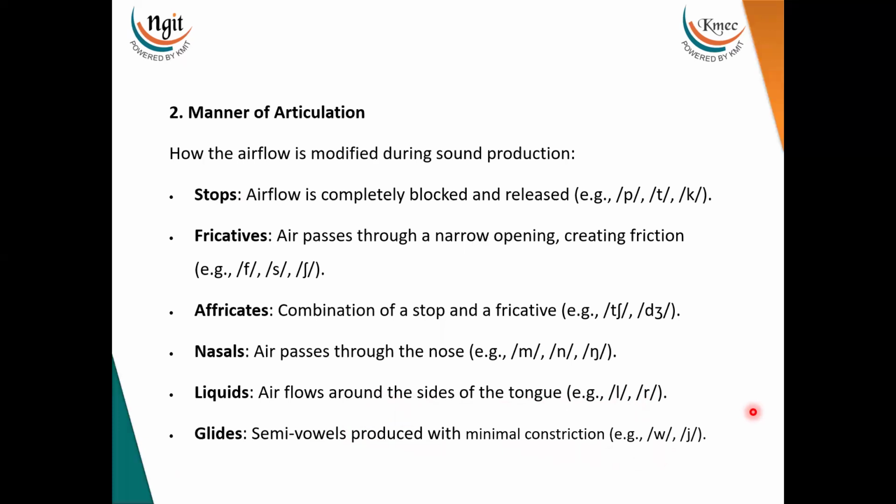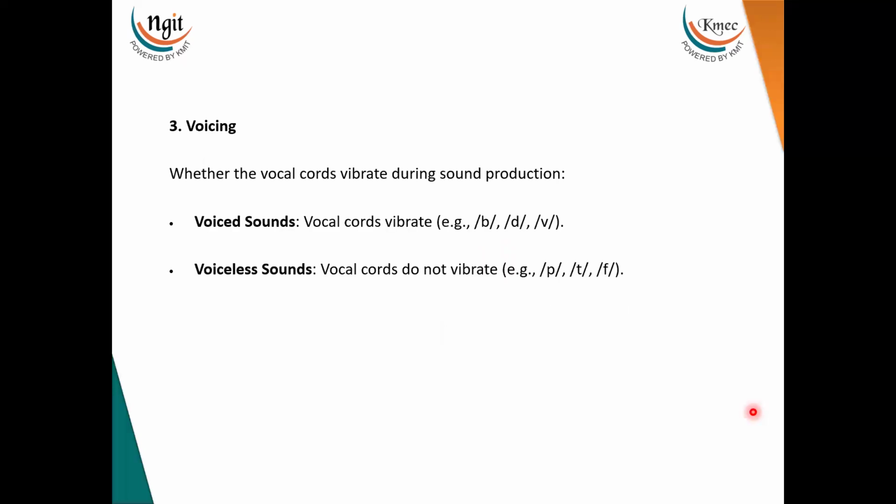Now we have seen examples for stops or plosives, fricatives, affricates, nasals, liquids and glides. Next is voicing. Voicing is whether the vocal cords vibrate during sound production. Voiced sounds are those where the vocal cords vibrate. Voiceless sounds are those where the vocal cords do not vibrate.